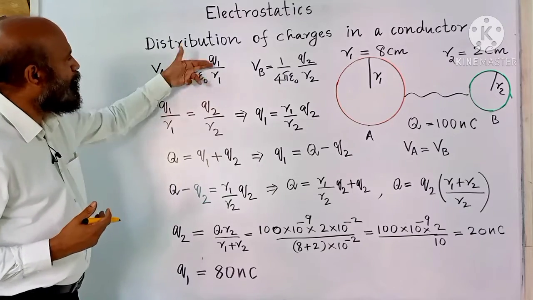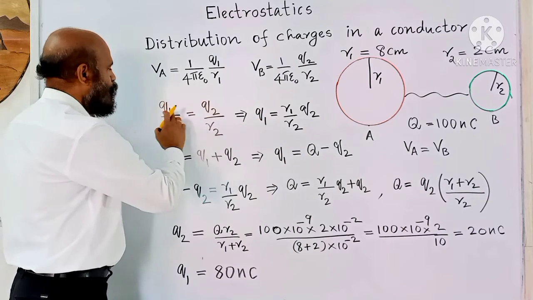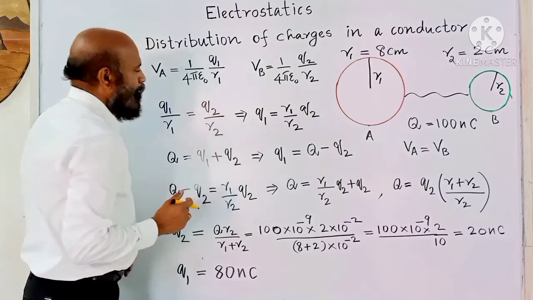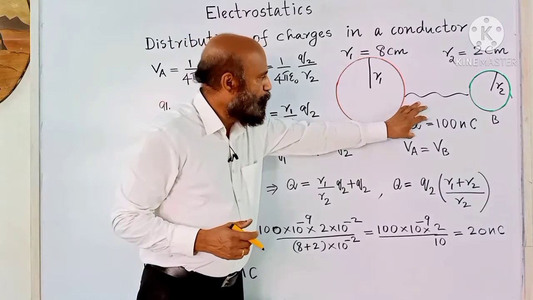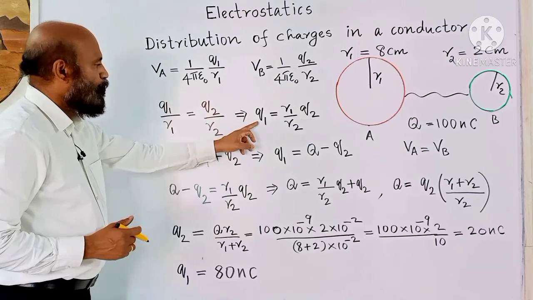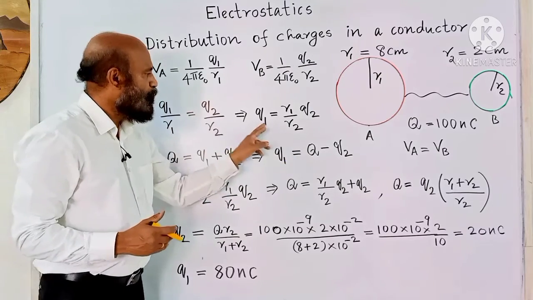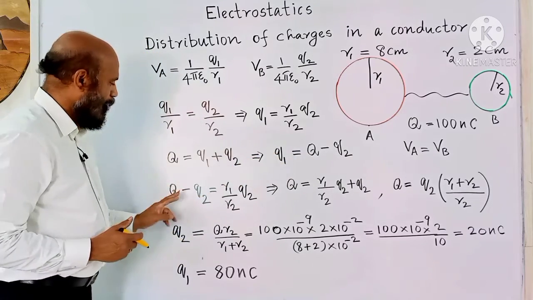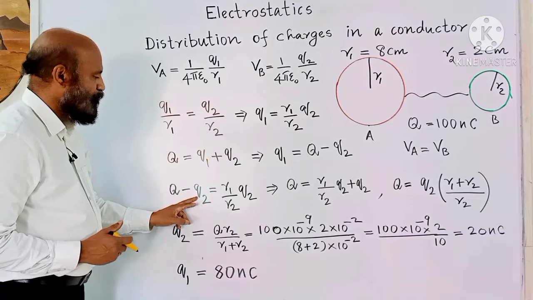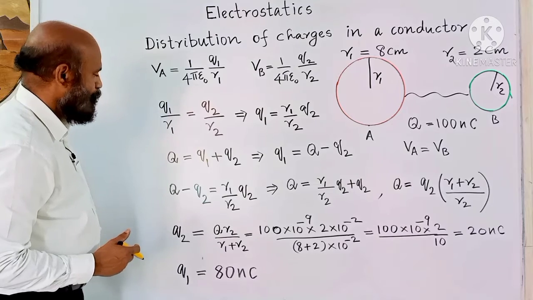So Q1 by R1 is equal to Q2 by R2. From this we can get an expression for Q1: Q1 is equal to R1 by R2 Q2. Then total charge Q is Q1 plus Q2. So for this Q1 we can write Q minus Q2. Capital Q is the total charge. So Q1 can be written as Q minus Q2 is equal to R1 by R2 into Q2.